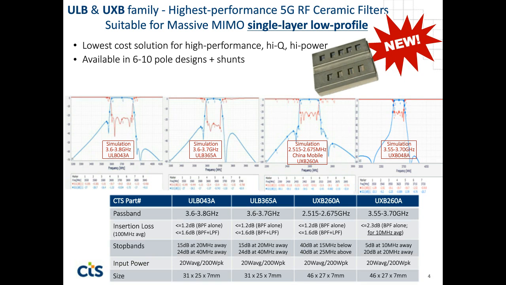We are showing, for instance, the third one over, UXB 260. This is the same China Mobile band that we illustrated on the previous slide. Here you can see it in a single layer low profile version. It required the extra performance of the UXB to achieve the necessary performance that would not have been possible with the ULB. But you can see other examples here.